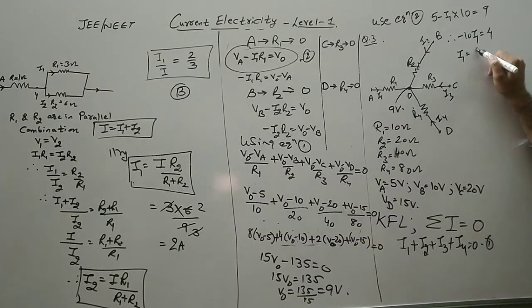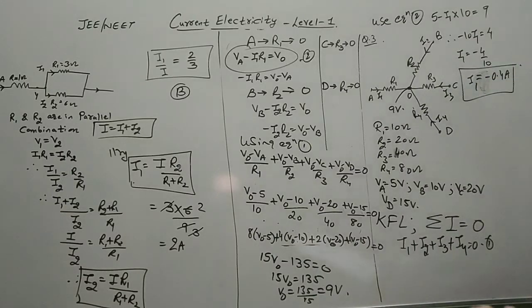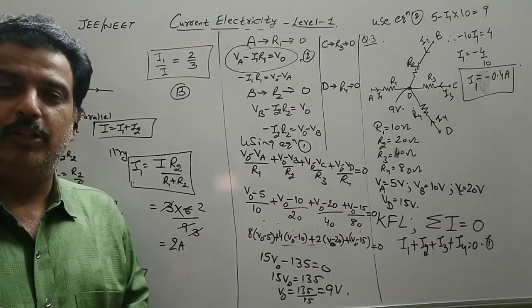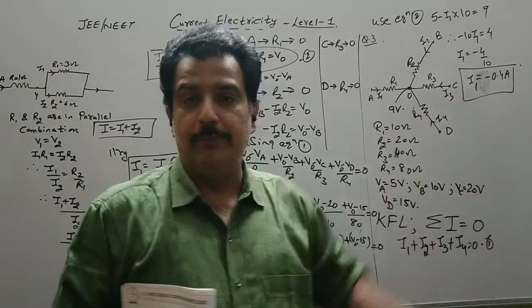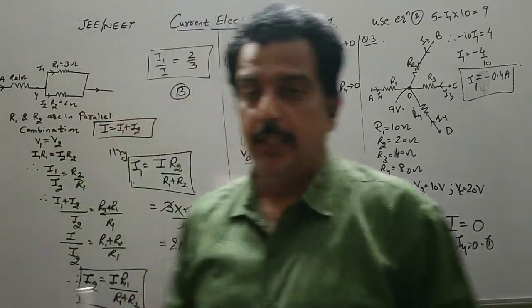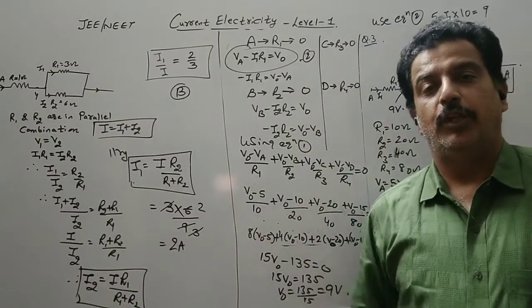So I1 is equal to minus 4 upon 10. So I1 is equal to minus 0.4 ampere. Now see, when we discuss this theory, it is 0.4 ampere, but here we got the answer to be minus 0.4 ampere. So what does it mean? That whatever direction we have considered is not correct. The current is flowing in the opposite direction.